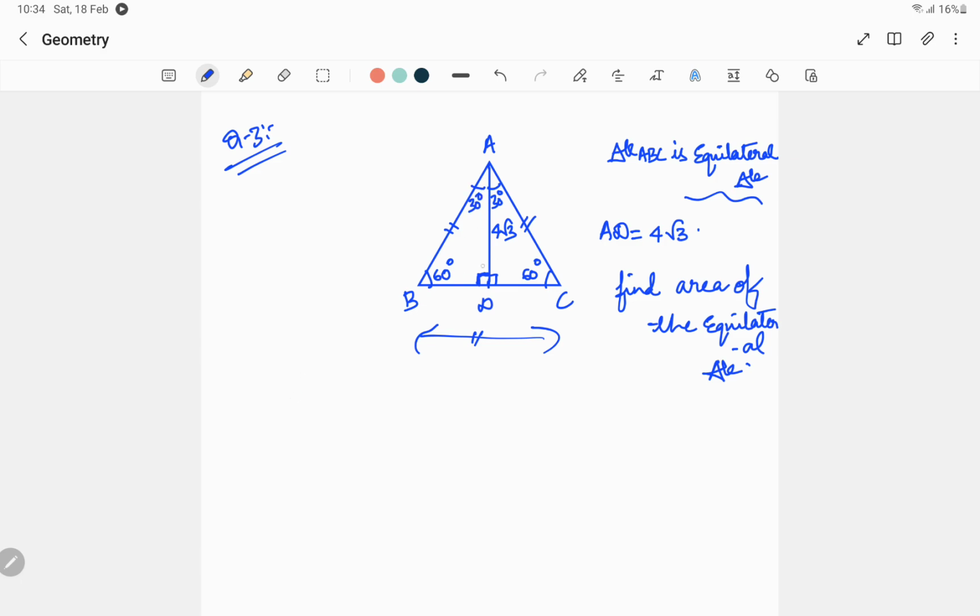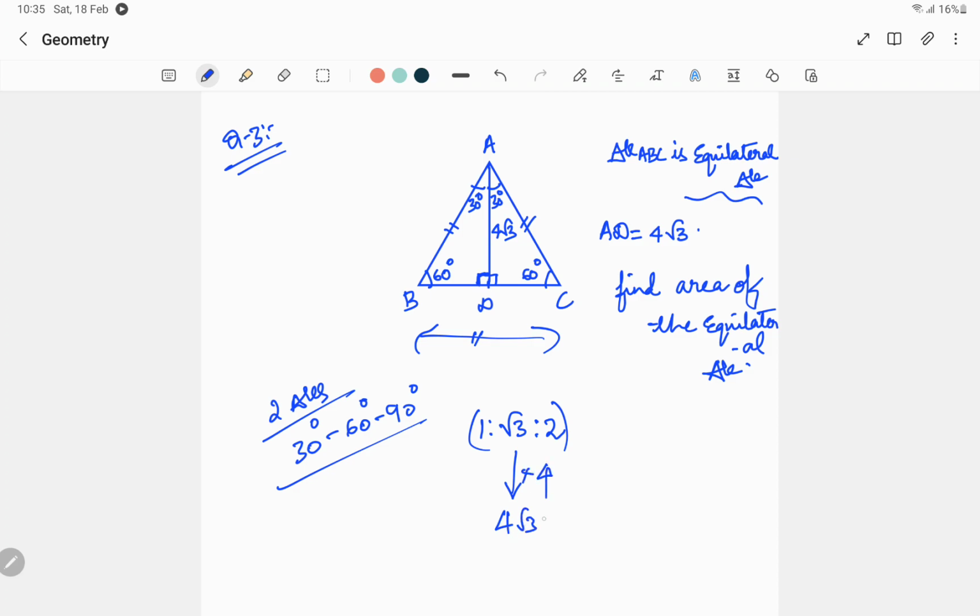Now we are getting two triangles with 30, 60, 90 degree angles inside it. So the ratio of the sides would be 1 : root 3 : 2, as we have seen in the sine rule proof. Now the side opposite to 60 is 4 root 3, so the multiplication factor is 4. So the side opposite to 30 would be 4, and the hypotenuse would be 8. If this is 8, this is also 4, and this is 8.